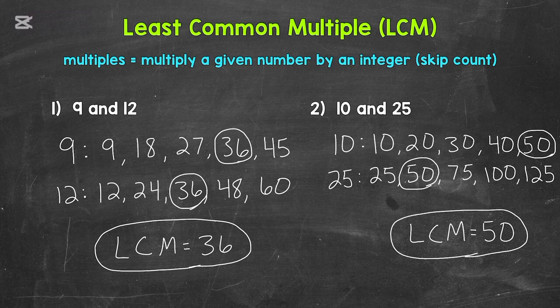So there you have it. There's how to find the least common multiple. I hope that helped.